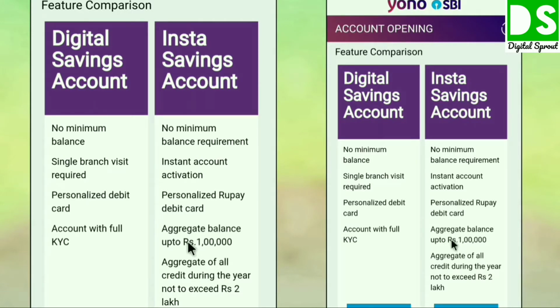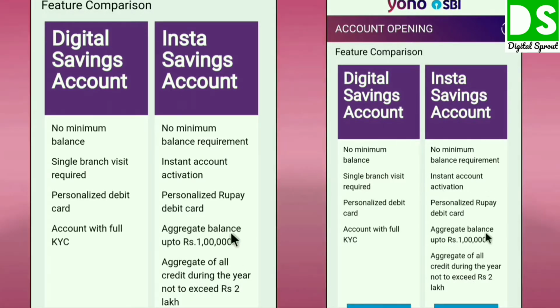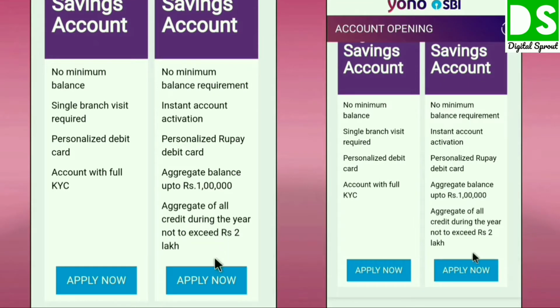You will get the Insta savings account with some limited facilities. What are the limited facilities? Aggregate balance up to 1 lakh, and the aggregate of all credit during the year not to exceed 2 lakh. But you can withdraw these limitations if you visit the branch within 1 year. So this is a very convenient and easy way to open an account with SBI, that is the Insta savings account. So I will opt for that.